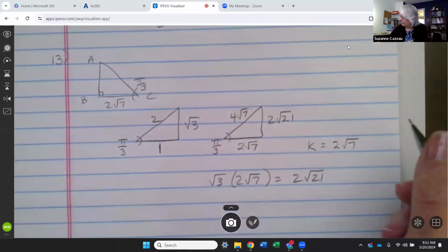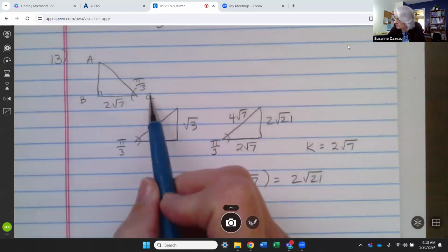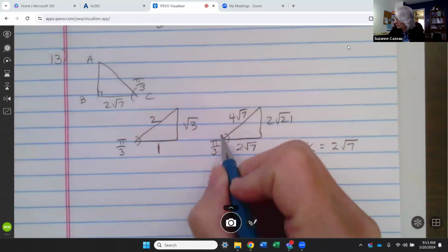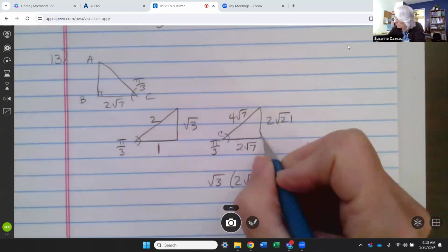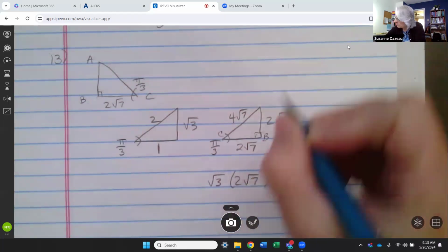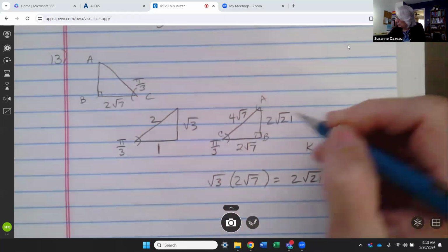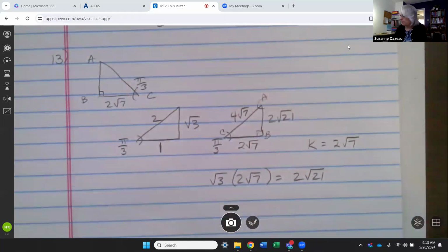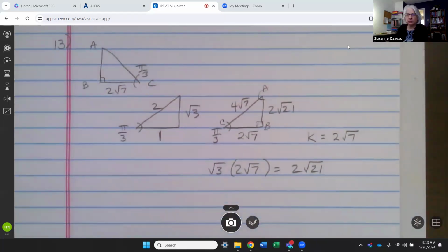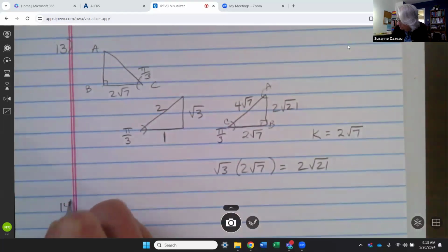Okay, and if I label these proper, like, let's see, this one was C. This is C. And this was B. So this must be A. So there, this is AB. This is AC. And this is BC. All right, well, let's move on to number 14 then. Okay.